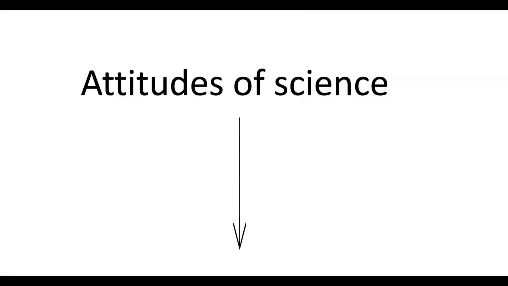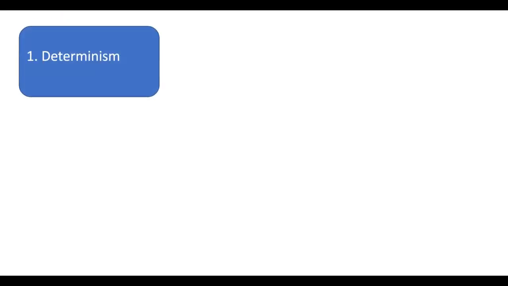Then the chapter talks about the attitudes of science, and there are six of them. The first one is determinism, and it's basically the idea that our world is lawful and orderly, and nothing happens out of nowhere. There are no accidents, everything has an explanation, and every phenomenon has a reason.